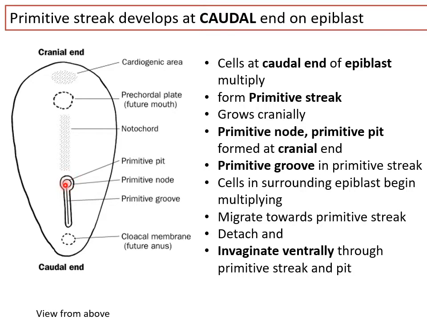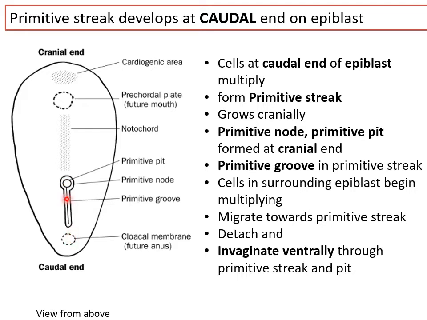Now, in that node, imagine you are creating a pit, a depression. That is known as the primitive pit. And in the primitive streak, you are also creating a depression, called the primitive groove. It's like playing in the sand. First, you make a ridge, like a raised area, then you make a rounded area at the end, then you make pits and grooves inside that, right?